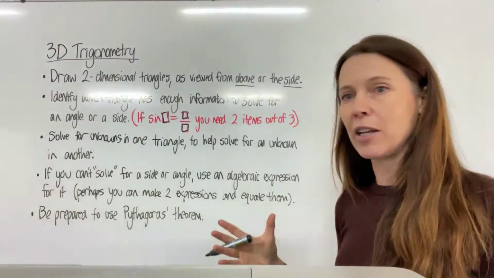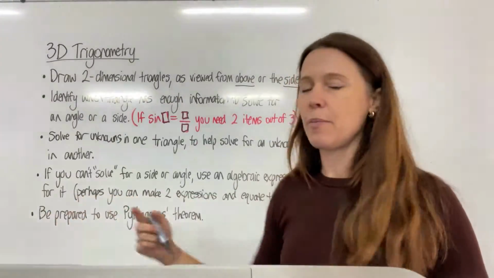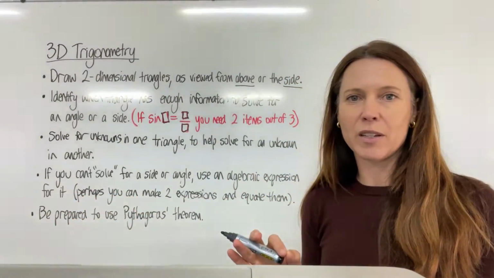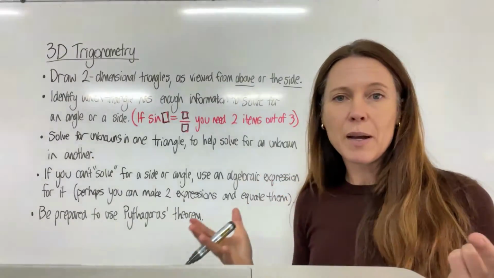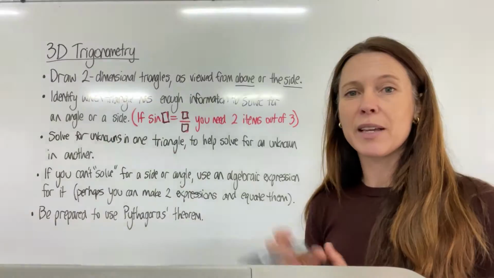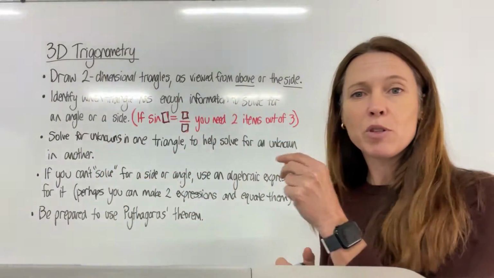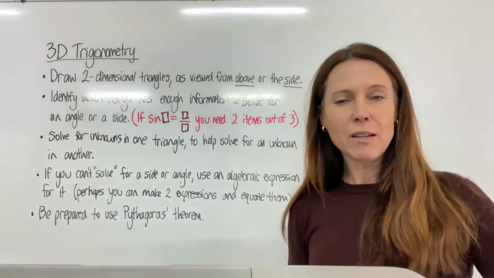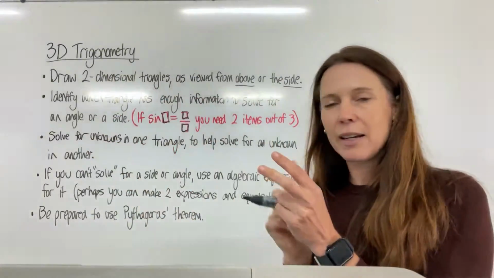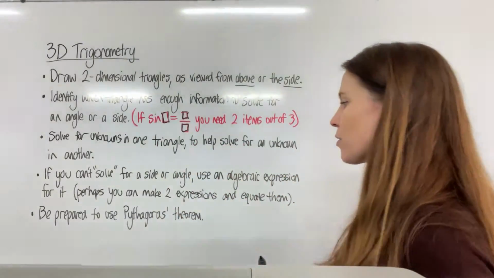Now, if you can't solve for a side or an angle in any of the triangles, and this will be a really challenging question, you can make an algebraic expression for it. And perhaps if you can make two different algebraic expressions, you can equate them. So perhaps you're finding the height of some tower and you can't work out what it is, but you can say h equals something that has algebra in it. But perhaps you can say h is also equal to something else. Well, if h is equal to this and h is equal to that, then those two things might be equal to each other, and that might give you a method for solving.